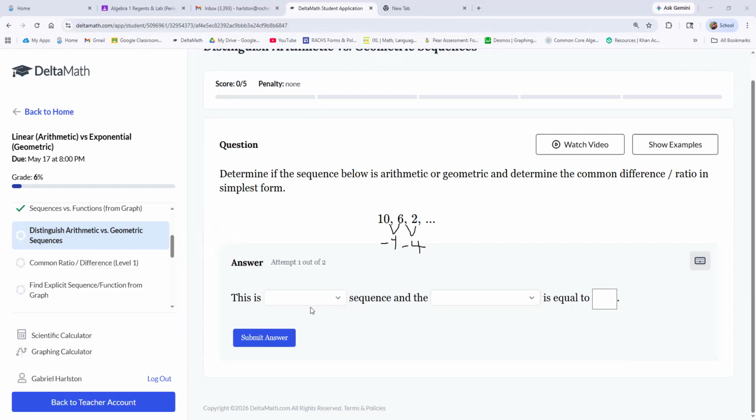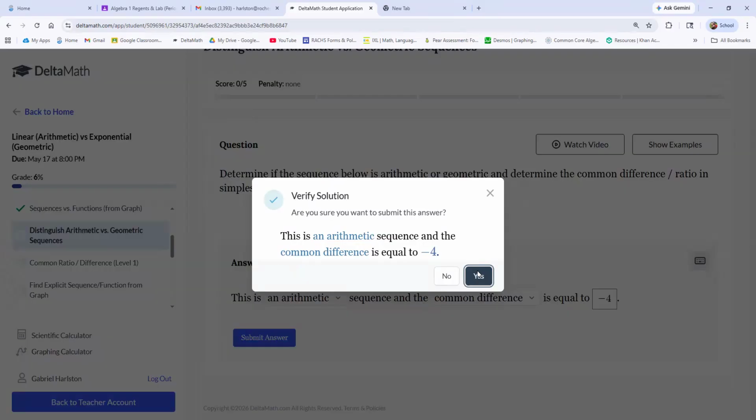This is an arithmetic sequence. It has a common difference, and the common difference was equal to -4. All right, so I submit that, and it says, nice job. All right, let's do another one.